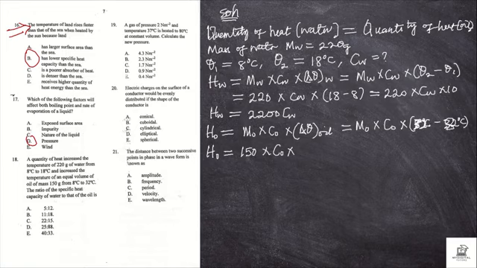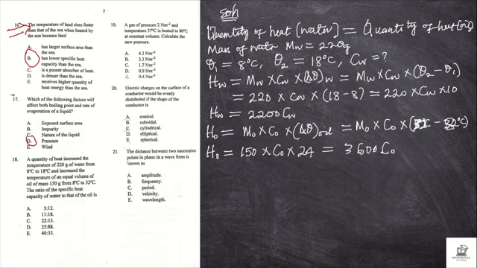80 degrees. So 32 minus 8, that should give us 24. So when you multiply 150 by 24, that should give us 3,600. So I have 3,600 C_o, that is the specific capacity of oil. I hope we are together.